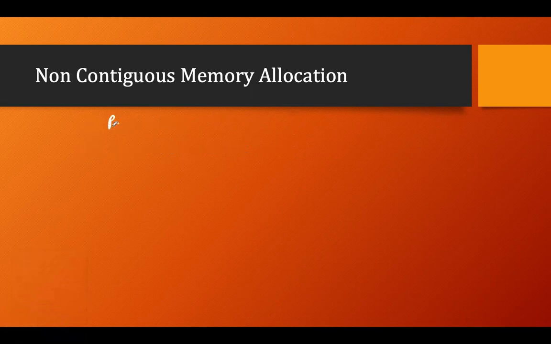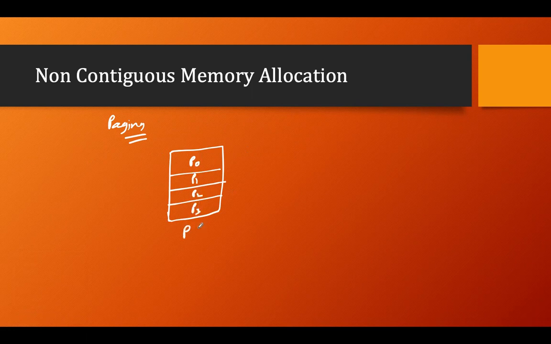So in non-contiguous memory allocation, to solve the problem of internal and external fragmentation, we have a concept which is called paging. So what happens in this particular concept? The whole process is divided into a number of pages. Let's say P0, P1, P2, P3.